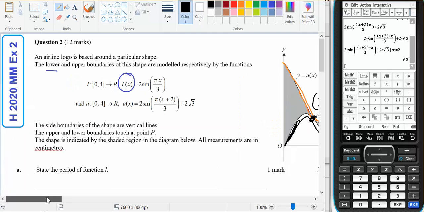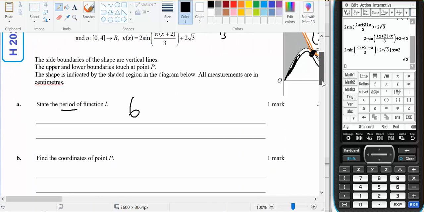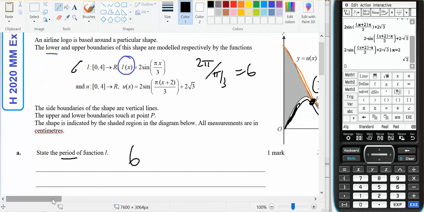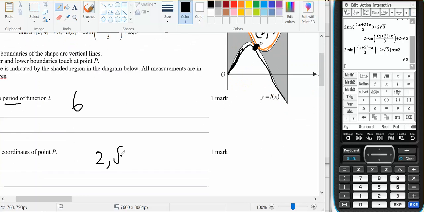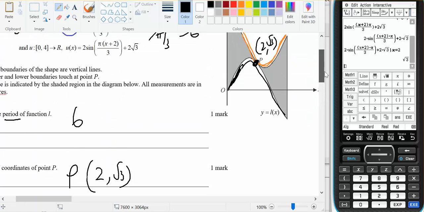Okay, so what are some of the questions they're asked? State the period of the function L. L is my top one. The period will be 2 pi divided by pi on 3, which gives me 6. By the way, U is also going to have the same period, because it's also 2 pi divided by pi on 3. State the coordinates of point P. I've already done that, so that's 2 and root 3. Both worth 1 mark, just looking for the answer.